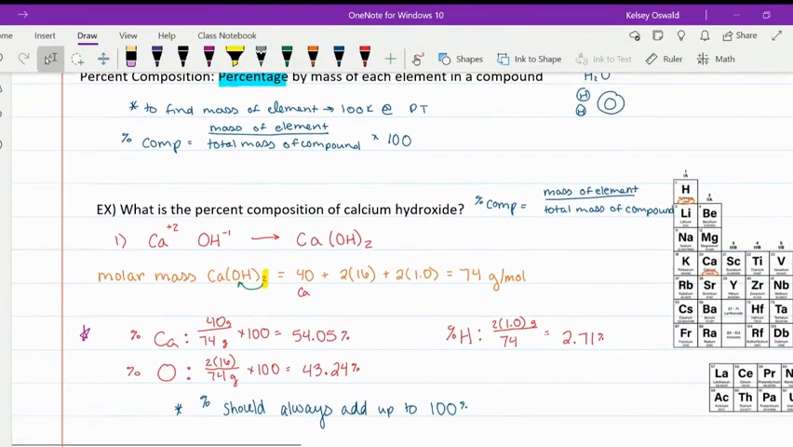And then you'll also need to take into account how many of each element you have. Because if you have two oxygens, you're going to have two oxygen atoms contributing mass to your compound. So pay attention to how many of each element you have.